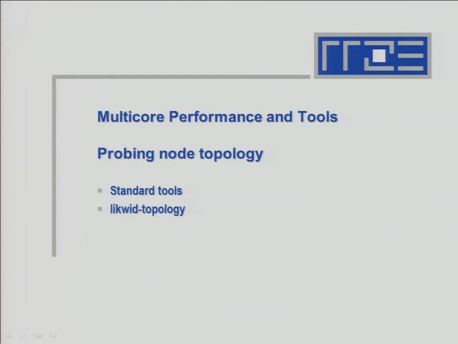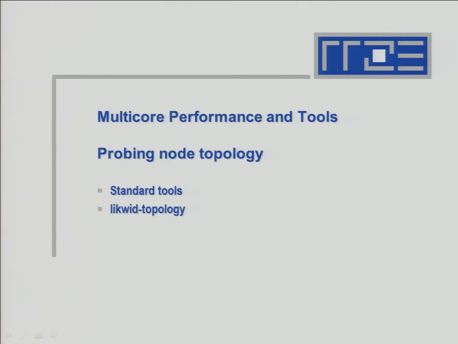Okay, so I think we've motivated why it's important to think about topology and affinity. So where does my program actually run in this hardware? And the next question is, how do I enforce it? How do I make sure that the hardware is utilized in the way I want it to be utilized? And how do I know about the topology in the first place?